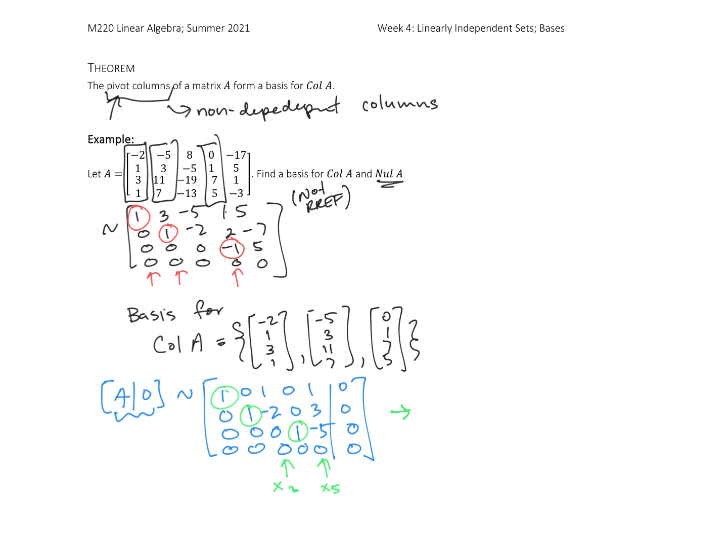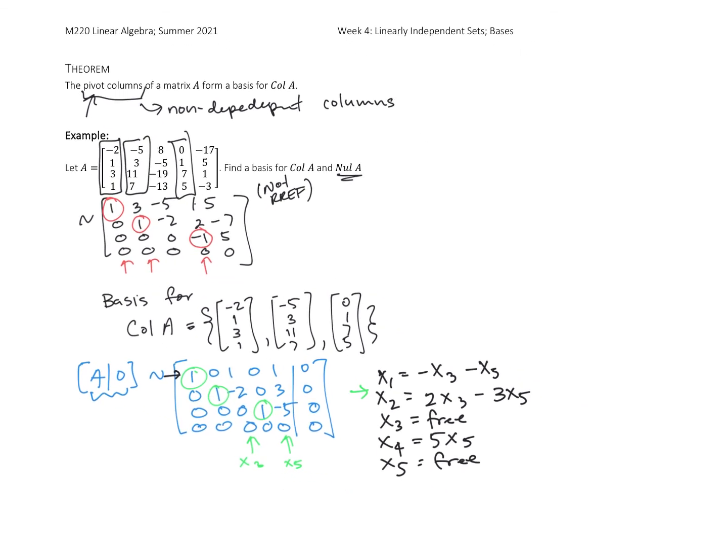So to sum up, the first row says that x1 is equal to negative x3, negative x5, if I take this equation and rearrange it. The second row says x2 is equal to 2x3 and a negative 3x5. The third row here tells me about x4, and x3 we already know is free, hanging out on its own. x4 we get from the third row, which says that this is 5x5, and we know that x5 is also free because it does not have a pivot column.